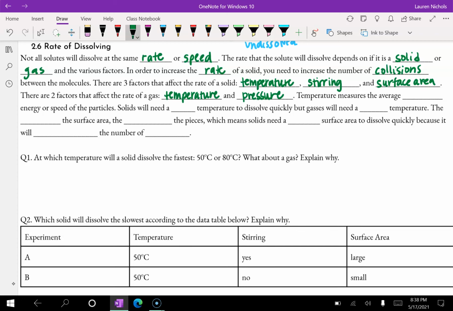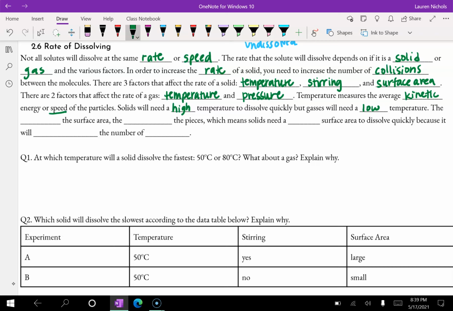Now, remember that temperature measures your average kinetic energy, which means the speed of the particles. Remember, kinetic means movement, so it's telling you how quickly or slowly the particles are moving. So in order to increase those number of collisions, solids will need a high temperature because that means they're moving quickly. But gases will need a low temperature because they want to move slowly. Imagine a soda, you want the gas to stay dissolved and not have enough energy to escape your soda. That's when your soda goes flat.